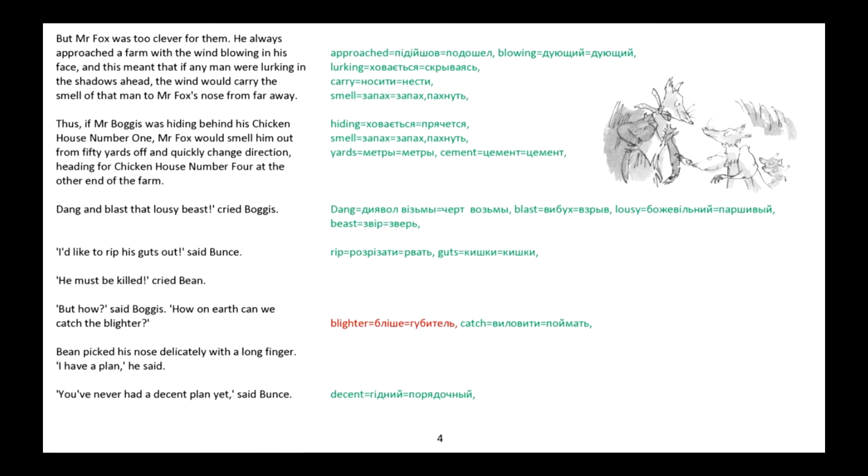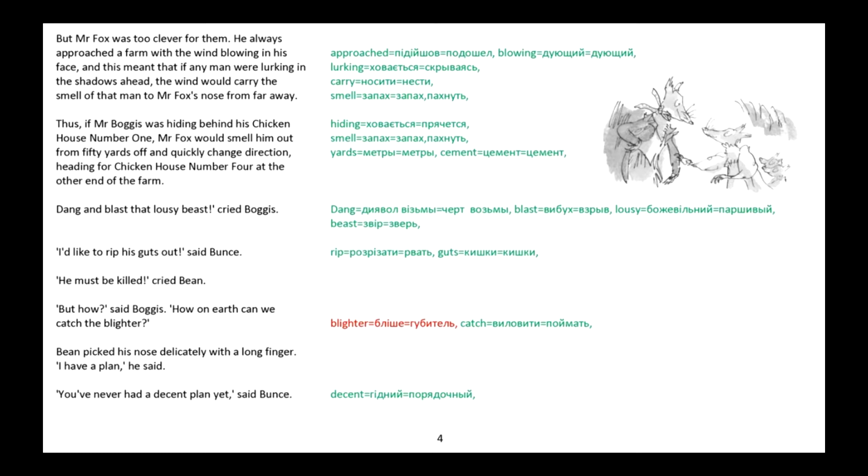But Mr. Fox was too clever for them. He always approached a farm with the wind blowing in his face, and this meant that if any man were lurking in the shadows ahead, the wind would carry the smell of that man to Mr. Fox's nose from far away. Thus, if Mr. Bogus was hiding behind his chicken house number one, Mr. Fox would smell him out from 50 yards off and quickly change direction, heading for chicken house number four at the other end of the farm.